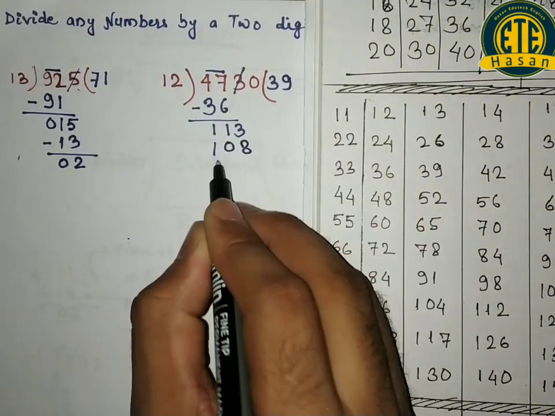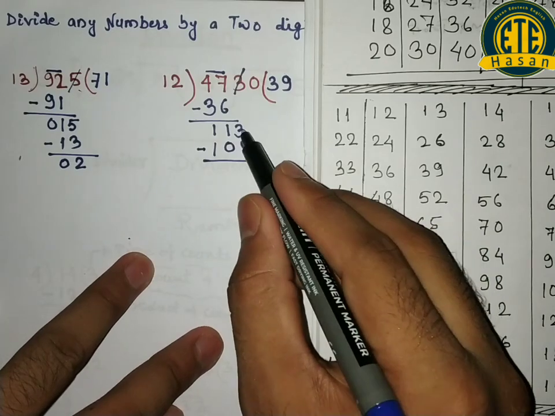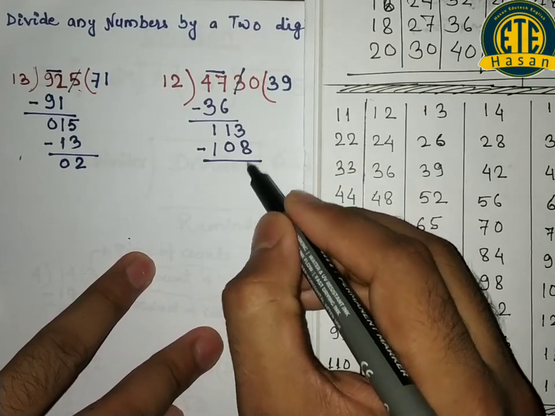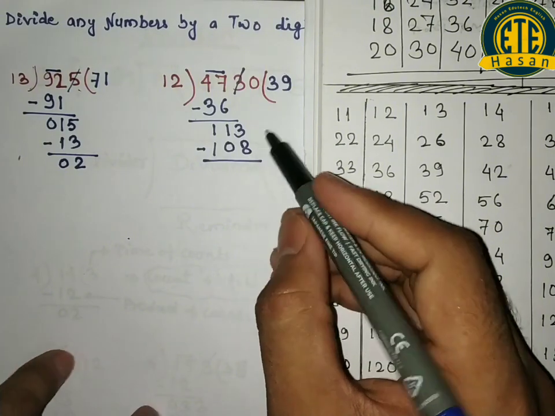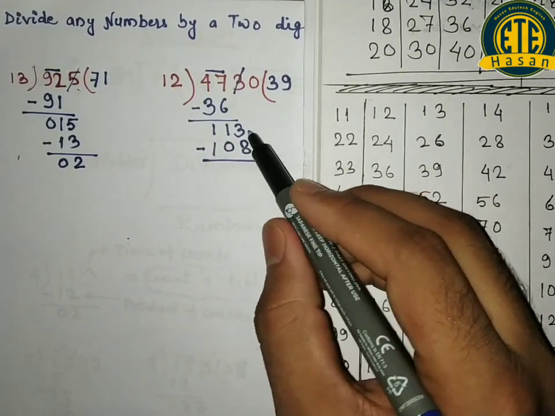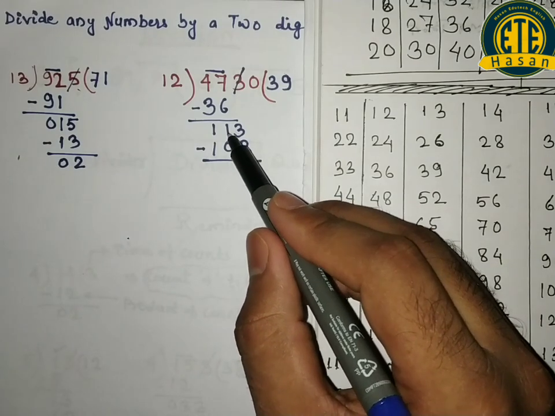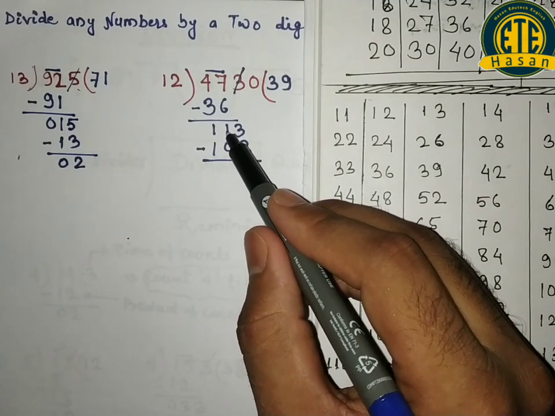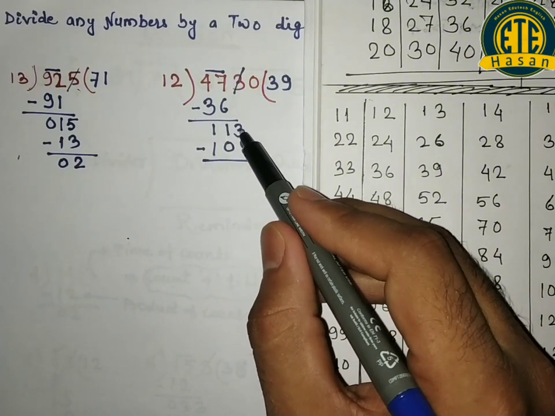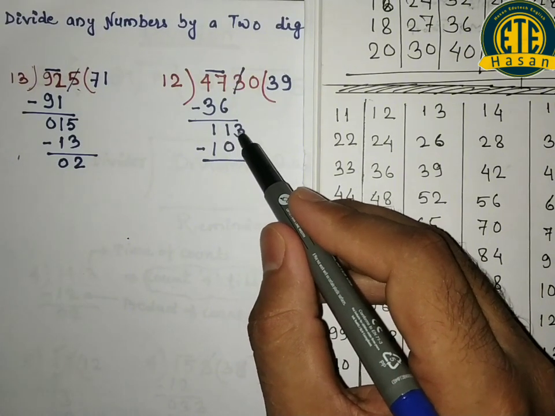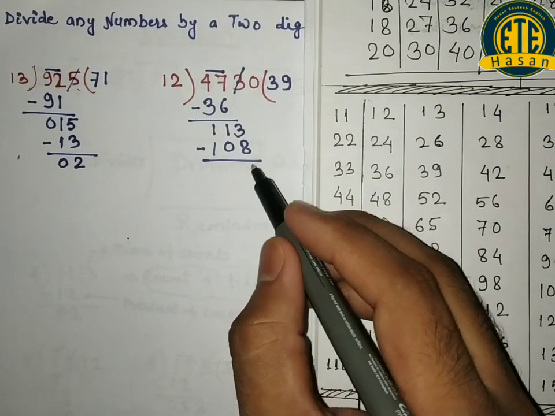108. Okay, now we have to subtract the above number from the below number. 3 minus 8. I can't subtract a bigger number from a smaller number, so we have to take a carry from the neighbor number. The neighbor number is 1. Now I will take carry 1 from this number to 3. 3 will become 13 after taking 1 carry, and this 1 becomes 0. 13 minus 8 will be 5.